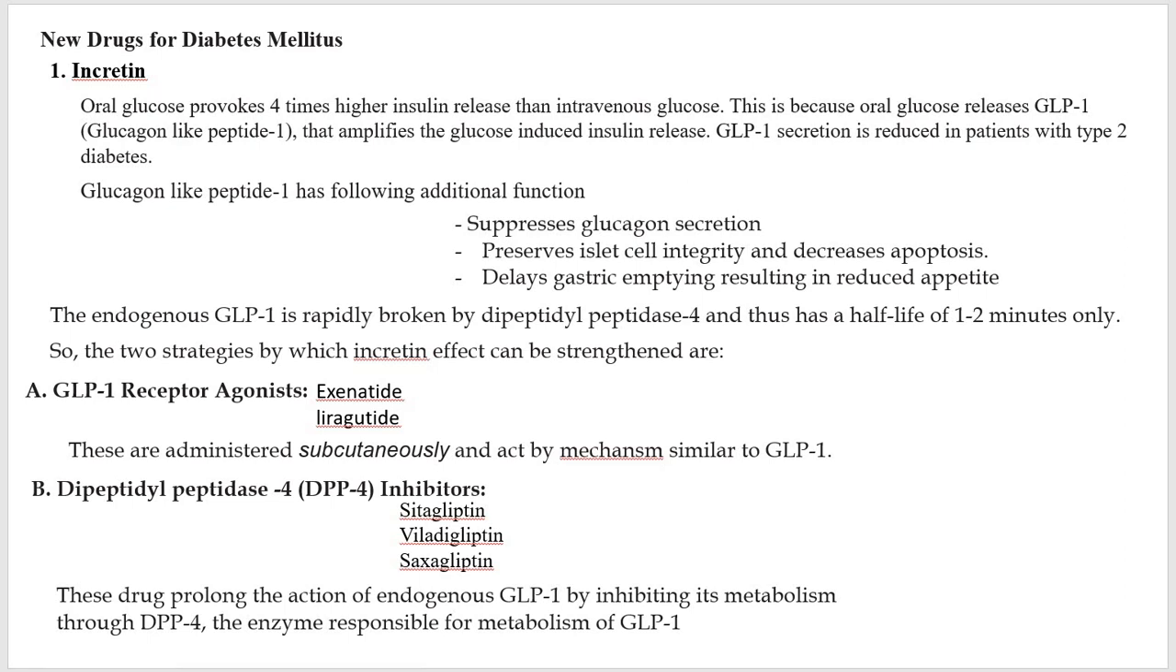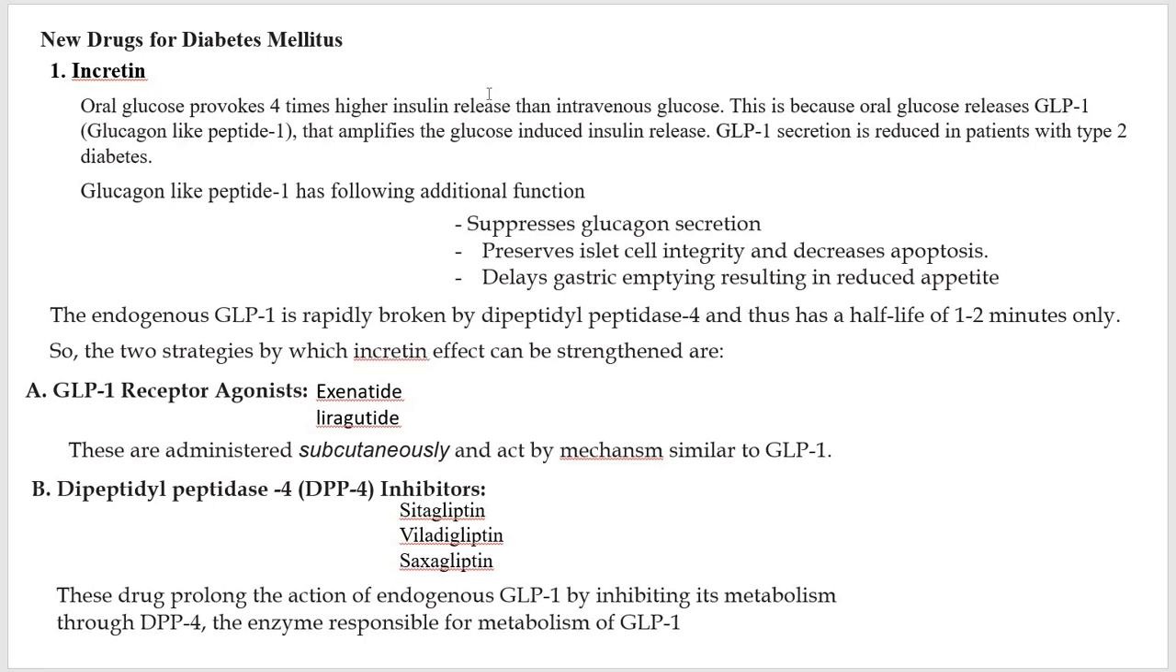First one is the incretin. So oral glucose provokes 4 times higher insulin release than intravenous glucose. Okay, means the oral glucose that we give, like food, carbohydrate, through that the glucose that goes releases 4 times more insulin than the intravenous glucose. Okay, but this is because oral glucose releases GLP-1.